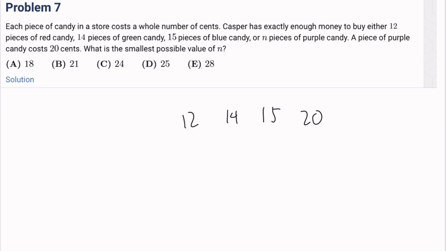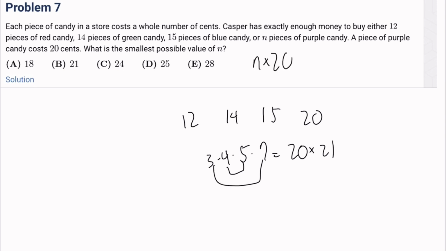And so since we want the smallest possible value of n, we want the least common multiple of 12, 14, 15, and 20, and so that will be 3 times 4 times 5 times 7, right? And so this would be equal to 20 times 21, because this is 20 and this is 21. And n pieces of purple candy, and a purple candy costs 20 cents, so n times 20 equals this much, which is 20 times 21. So these two cancel, n equals 21.